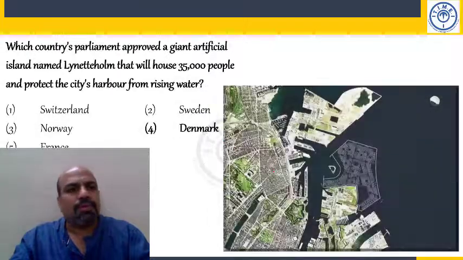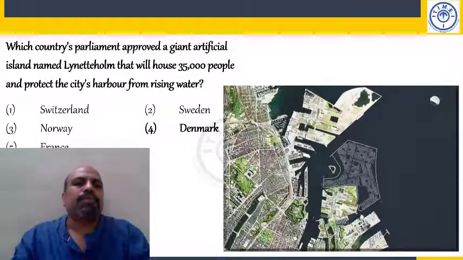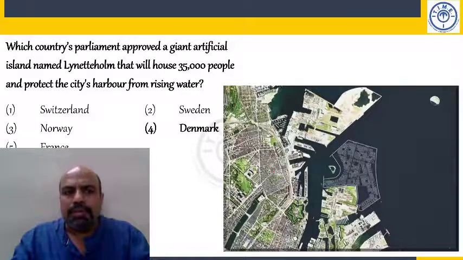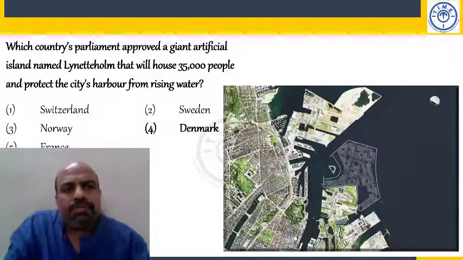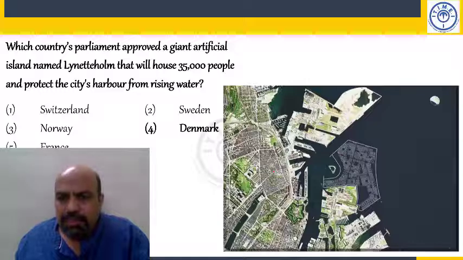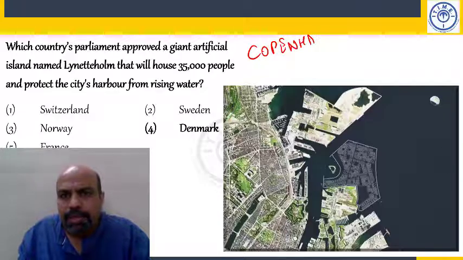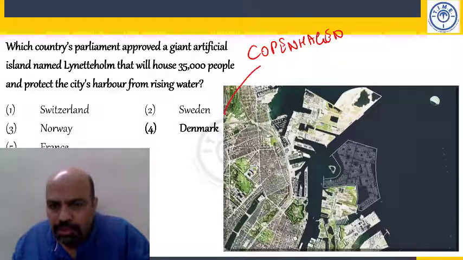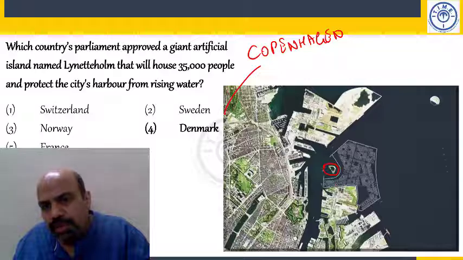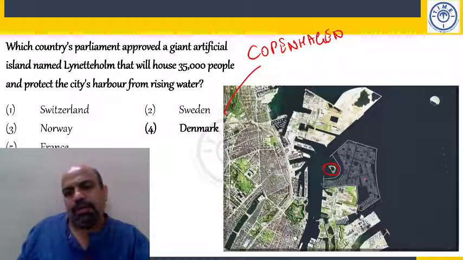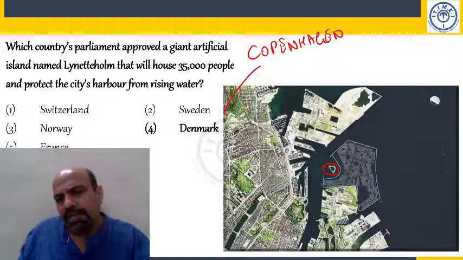Next. Which country's parliament approved a giant artificial island named Lynetteholm that will house 35,000 people and protect the city's harbor from rising water? This is the Danish capital, Copenhagen, Denmark's capital. Now you see this here, this is the harbor, the port of Denmark. Sea levels are rising, so they are inundating not just the port but everything else. So the government of Denmark now wants to build an artificial island here.